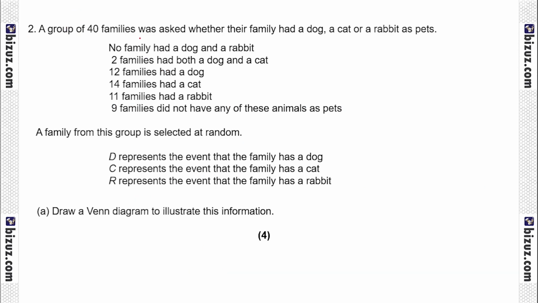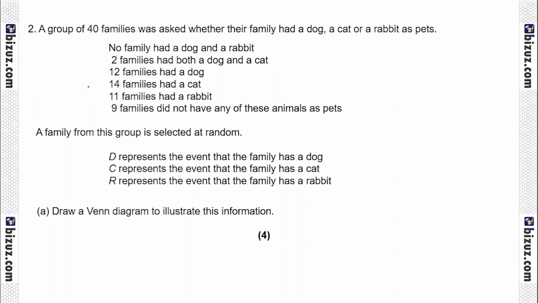Question number 2. A group of 40 families was asked whether their family had a dog, a cat, or a rabbit as pets. So we have some information about the survey here. No family had a dog and a rabbit. 2 families had both a dog and a cat. And we have some more information here.